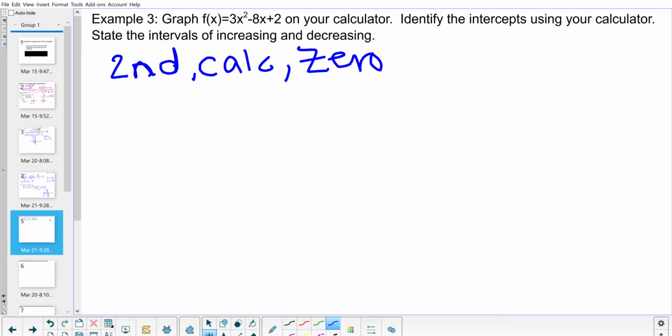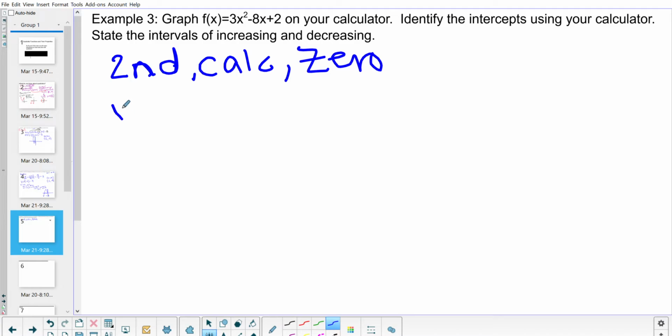So you're going to have to do this process twice. When you hit 0, it does that same left bound, right bound thing. So you move your cursor left bound, hit enter, right bound, hit enter. It asks for a guess. You have to hit enter a third time to actually get your zeros. So I want you to pause the video and try that.